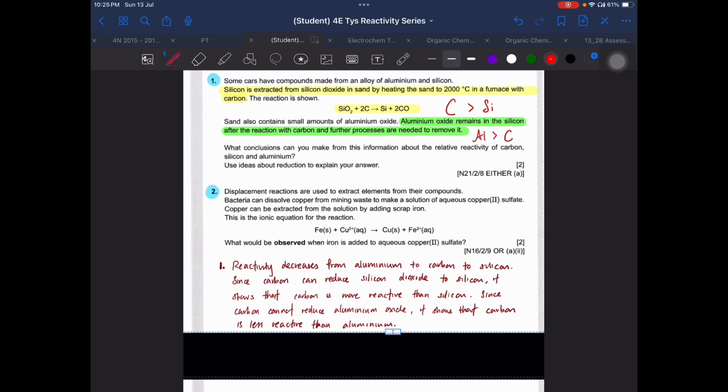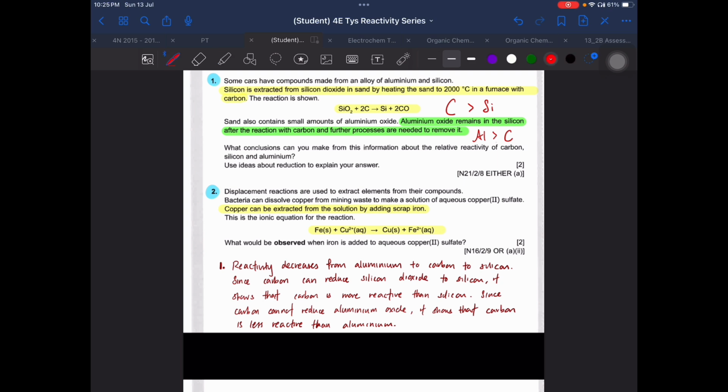Question 2. Displacement reactions are used to extract elements from their compounds. We already know this. Then they talk about bacteria, so on and so forth, and they mention a solution of aqueous copper 2 sulfate and how it's being extracted by addition of scrap iron. And then you see this ionic equation over here. So what will be observed when iron is added to aqueous copper 2 sulfate?